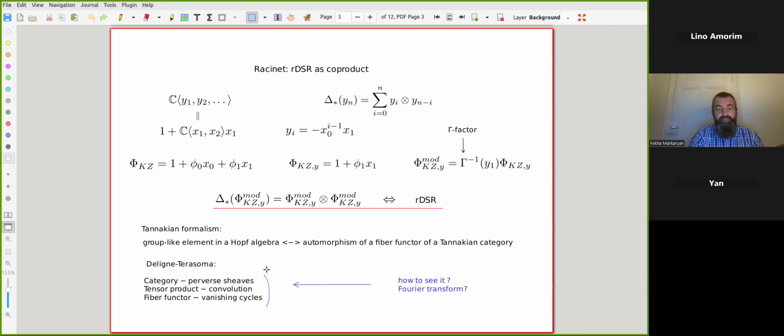As far as I understand, the idea of Terasoma is the following: we have the group-like element, but there is some Tannakian formalism which says that a group-like element in the Hopf algebra is the same thing. If you see a Hopf algebra group-like element, you need to find a Tannakian category and an automorphism of a fiber functor. It's essentially the same thing. So what is the category and what is the automorphism in this case? And Terasoma answers that the category is some category of perverse sheaves I'm going to describe. The tensor product is given by convolution, and the fiber functor is given by vanishing cycles.